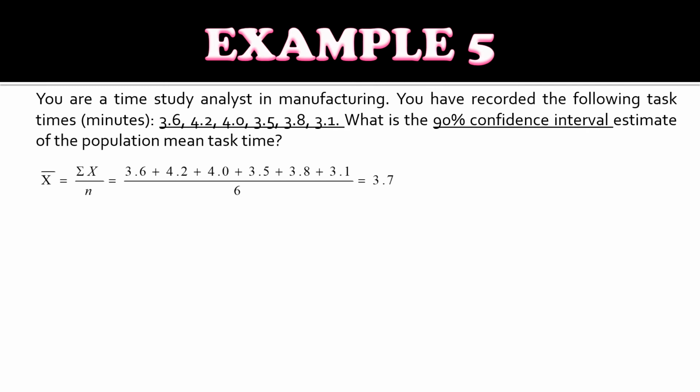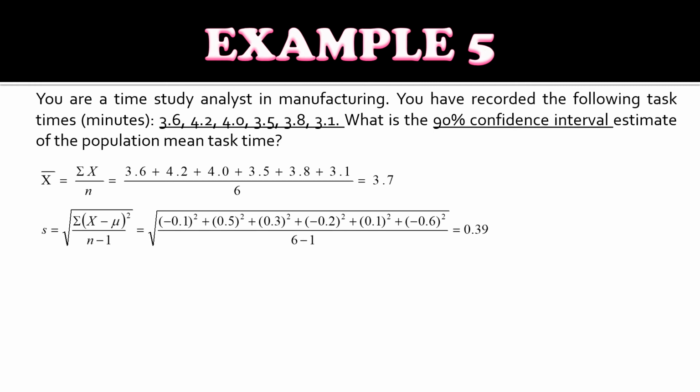To compute the mean, just add all the samples and then divide by the sample size, which is 6. So we have 3.6 plus 4.2 plus 4 plus 3.5 plus 3.8 plus 3.1 divided by 6. We have the value of the sample mean, which is 3.7. And then for the standard deviation, we know the formula: the sum of x minus the mean squared, divided by n minus 1. Just substitute the values again, and we will have 0.39 for the sample standard deviation.